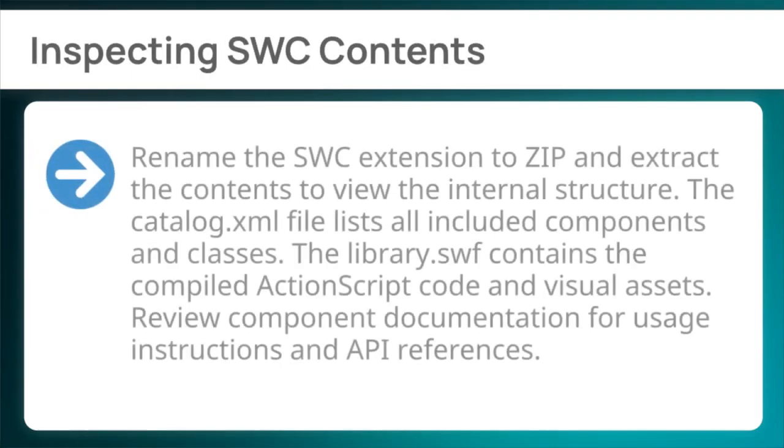Next, inspecting SWC contents. Rename the SWC extension to zip and extract the contents to view the internal structure. The catalog.xml file lists all included components and classes. The library reference contains the compiled ActionScript code and visual assets. Review component documentation for usage instructions and API references.